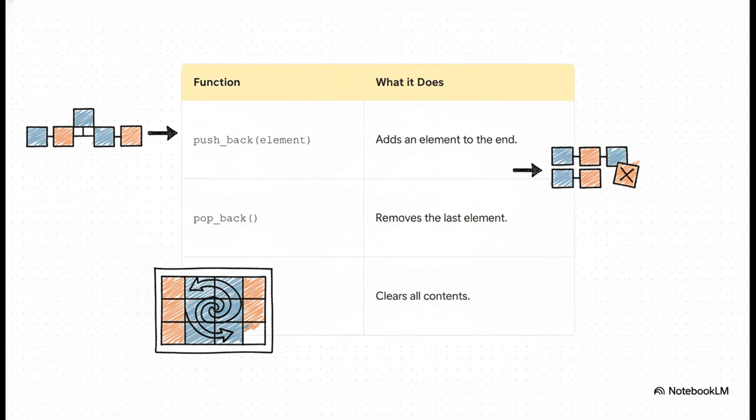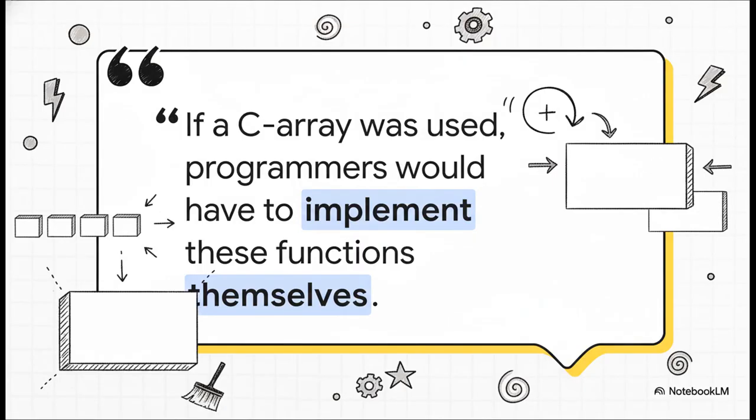It's amazing. And this is a huge deal, by the way. If you were stuck with a C array, you'd have to write all that logic yourself. You'd have to create a new, bigger array, copy every single element over, then remember to delete the old one. It's a ton of manual, error-prone work that vectors just do for you.